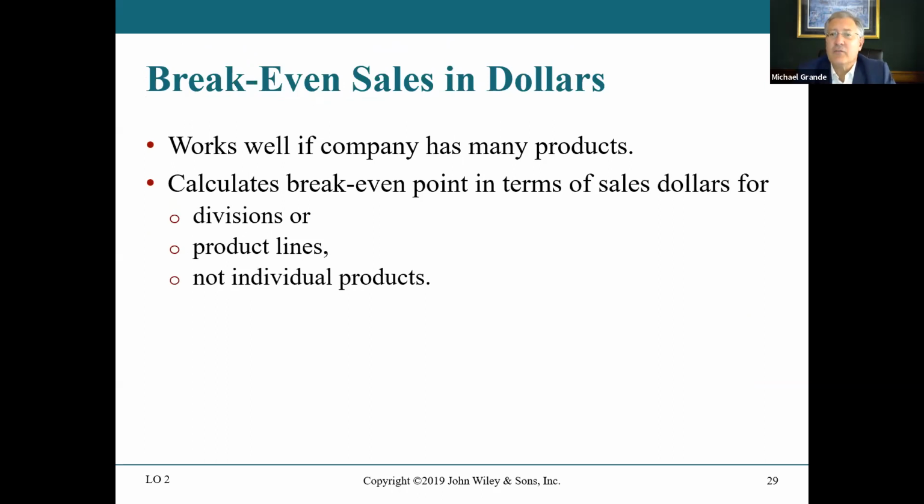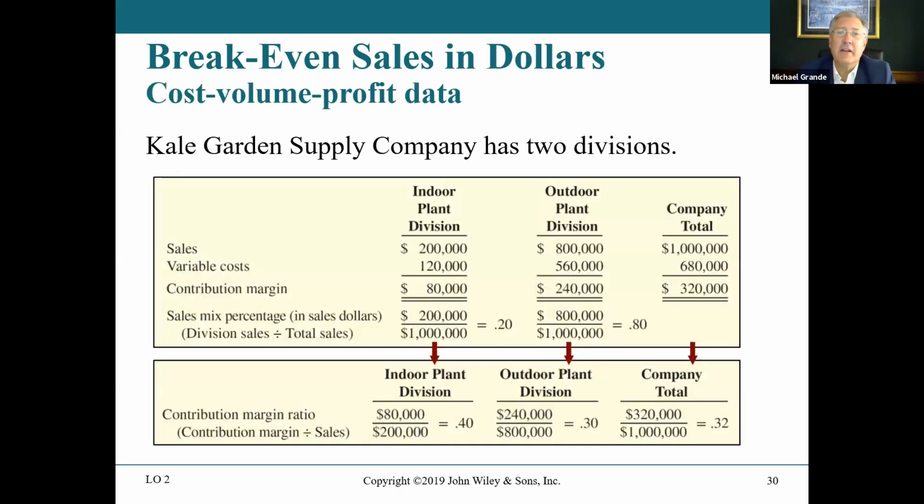Break-even sales in dollars works well if a company has many products. It calculates break-even point in terms of sale dollars for divisions, product lines, not individual products. So we have a company here, Kale Garden Supply Company, has two divisions, an indoor division and an outdoor division. And you can see that on their indoor division, they have $200,000 of sales, and they have a contribution margin in dollars of $80,000.